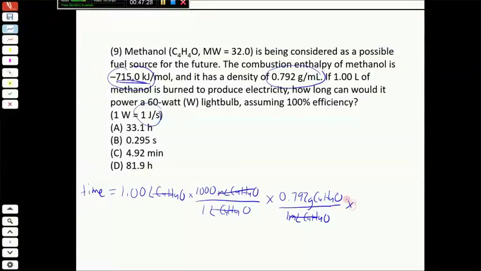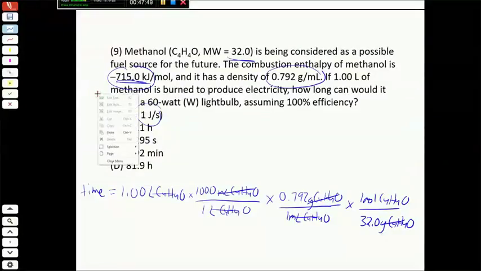And then once we have grams of methanol, as I said, we can convert it into moles by using molar mass. So the molar mass is 32. So 1 mole of CH4O has a mass of 32.0 grams. All right, so that's how many moles of our fuel we have. And if we know how many moles of our fuel we have, we can use its combustion enthalpy, which is kilojoules per mole, to figure out how many kilojoules of heat we produce when we burn that fuel.